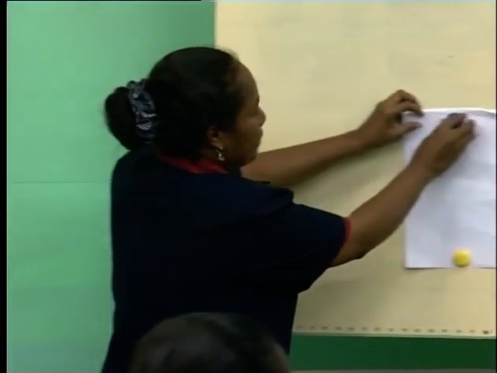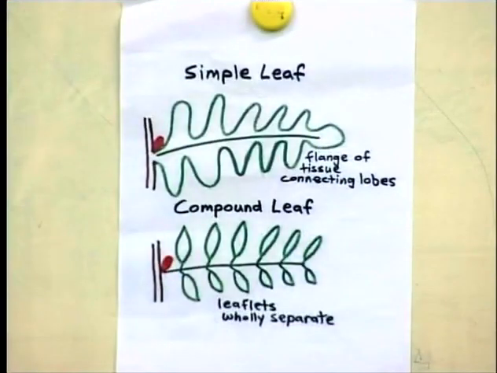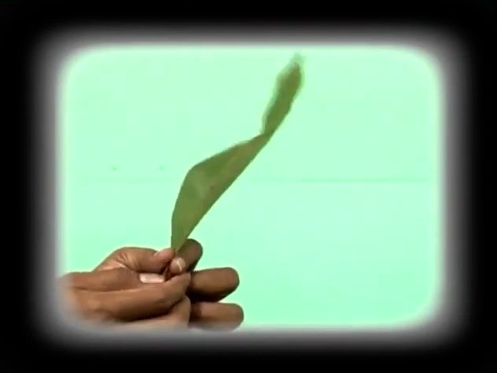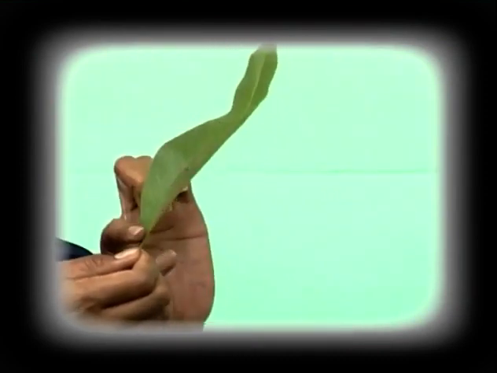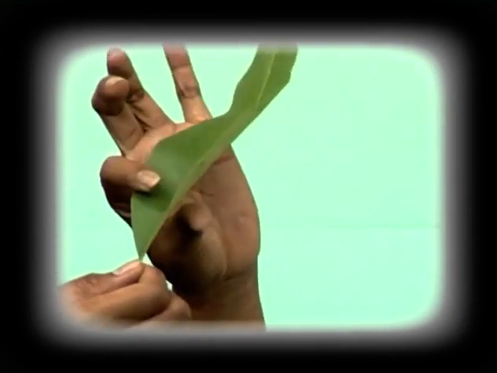Right, have a look at this picture here. The picture shows the two different types of leaves, a simple leaf and a compound leaf. All right, I have a leaf here. Do you think this is a simple leaf or a compound leaf? Right, it is a simple leaf because it has only one whole leaf, and this part of the leaf is called the blade. A simple leaf is a whole leaf.